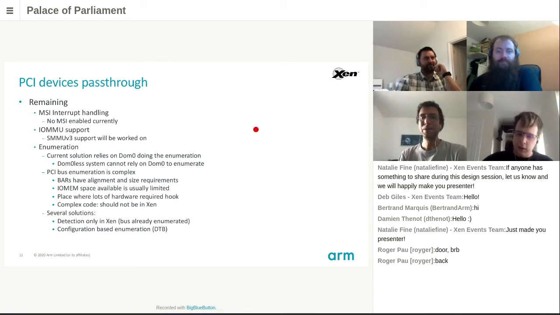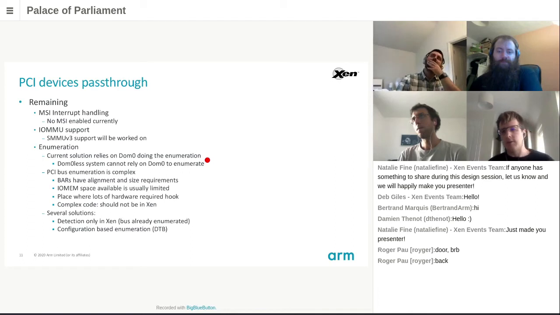Roger? The thing is that you need to tell DOM0, if your DOM0 is going to tell you the number of segments. DOM0 will not be able to tell you the number of segments that you need to know in Xen, but DOM0 may enumerate the segment differently. So you need a way between Xen and DOM0 to know this segment is the one I'm talking about. It's quite a mess.